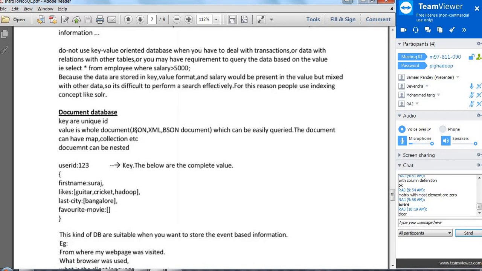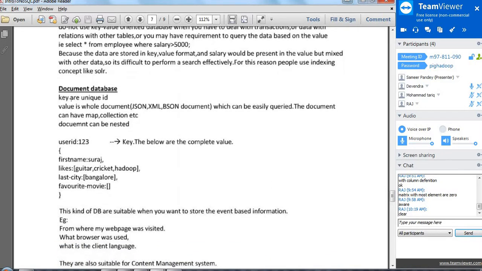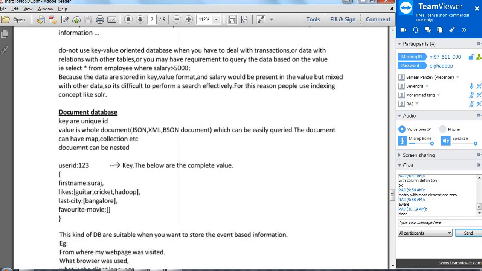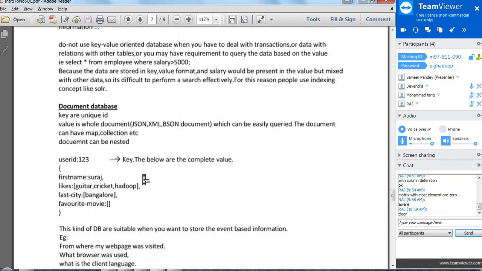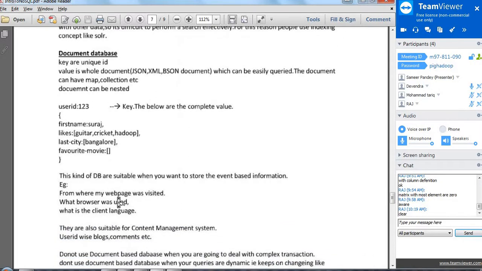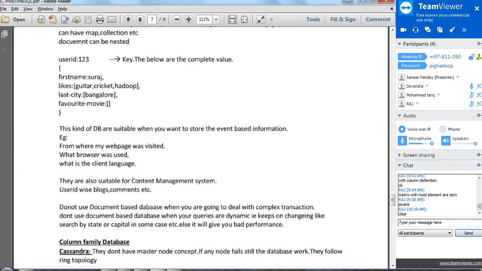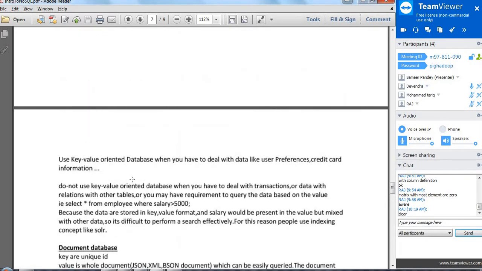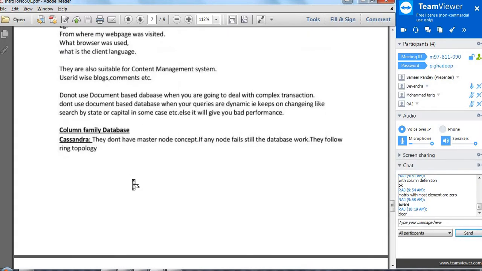Okay, document databases. What does document database mean? Document database means there is also a key value, but the key is a unique ID and the value is your whole document, which can be JSON, XML, or a BSON document, which can be easily queried. The document can have map, collection, etc. A document can be nested. Okay, so this is a document oriented database. You just go through this, it covers where we use it and what its uses are. Just an overview. I have written everything.